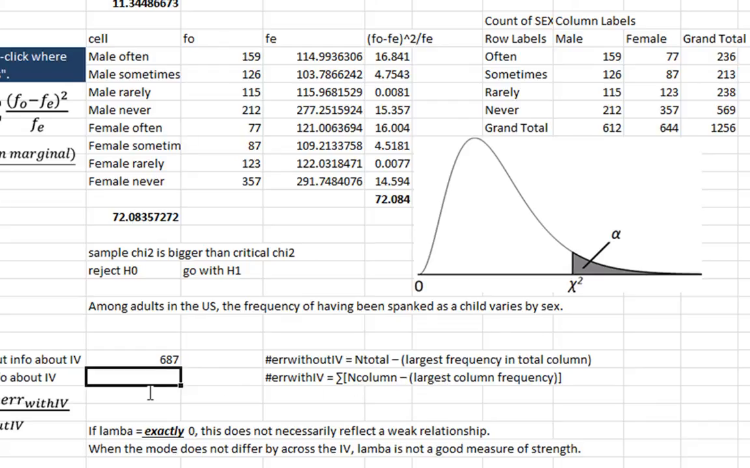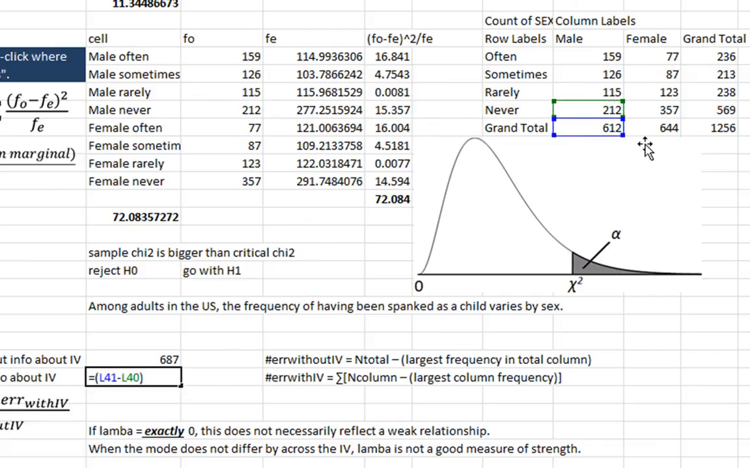For each column of it, we're going to do the same exact thing. So if you want to use parentheses, you can. It doesn't matter. It might help you to sort things out. So for the males, what's the biggest one here? Okay, 212. So I do the total for males minus 212.